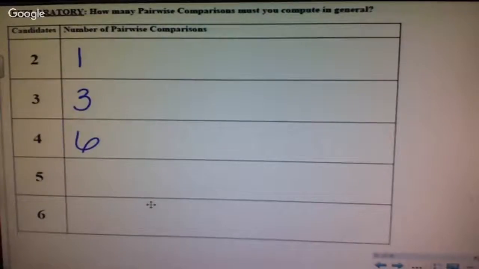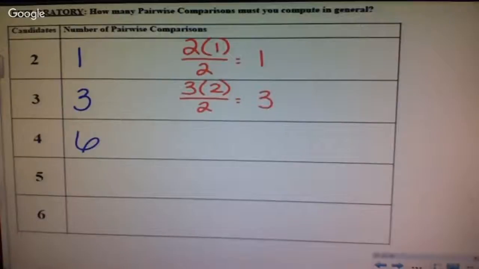All right. So, to find out how many pairwise comparisons you need, it's your number of candidates times 1 step below that, divided by 2. So 2 times 1 divided by 2. So the second one, 3 times 2 divided by 2. Four times 3 divided by 2.